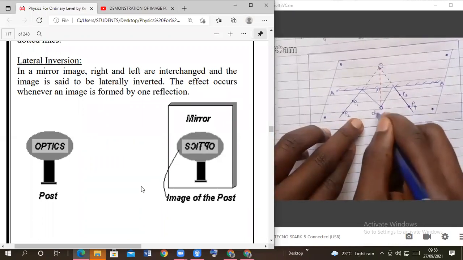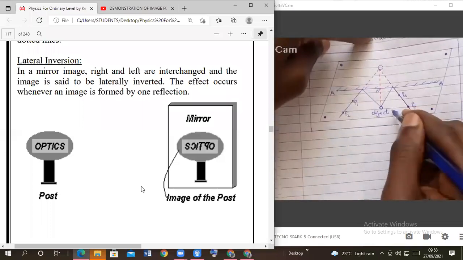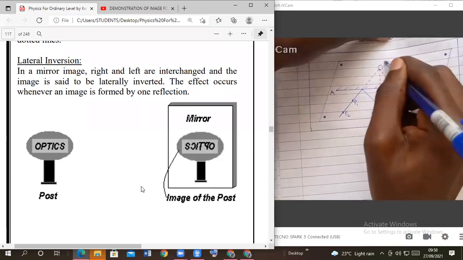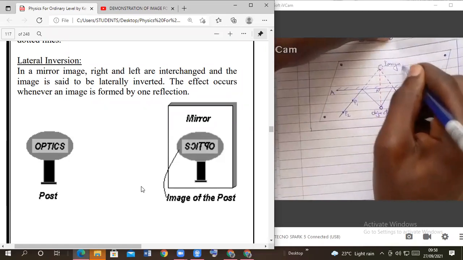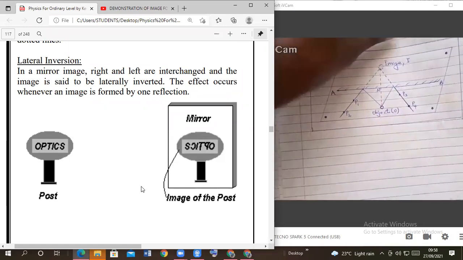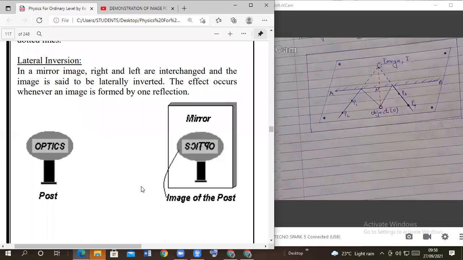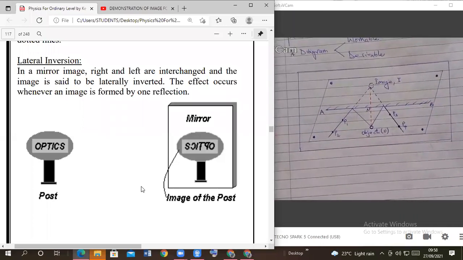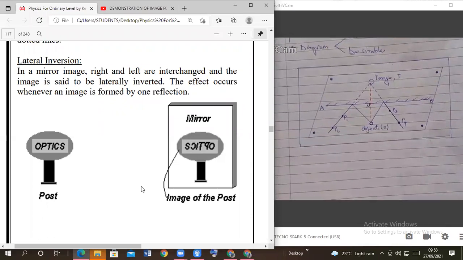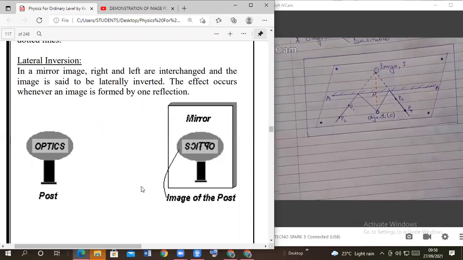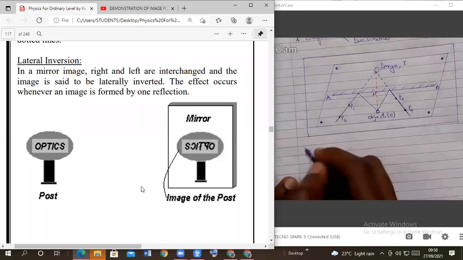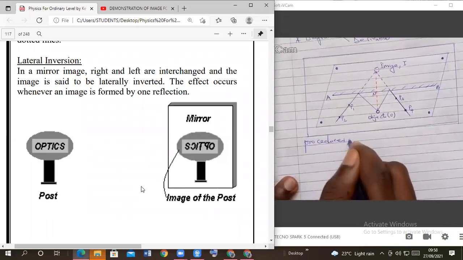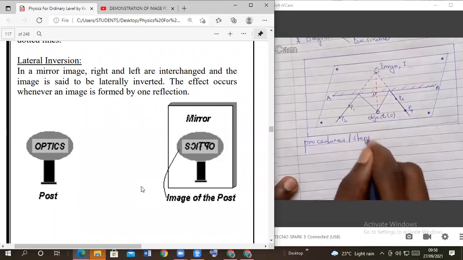So this is our object, O. Then this is our image, I. Okay? Members, that is the diagram. Now what is remaining? The procedure, or steps.